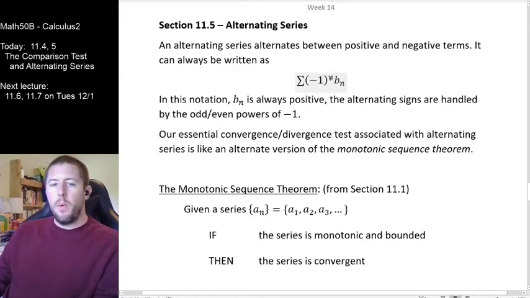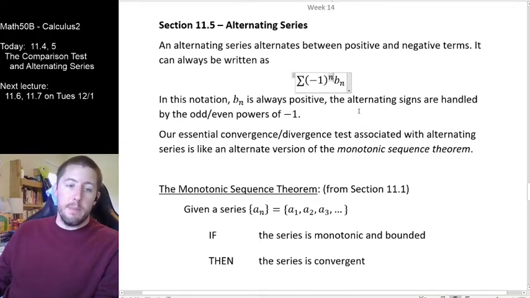You will see, by the way, that I think the book denotes this as an n plus 1 up there. You should notice that in this case, when I have this listed as n, since our sums typically start at n equals 1, that would mean our first term is negative. If instead I had n plus 1 as my power up here, then with our first value of n being 1, 1 plus 1 would be 2. We'd be taking an even power on negative 1, and our first b sub n term would be positive.